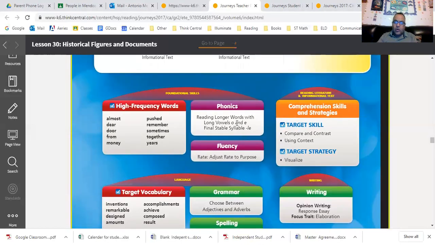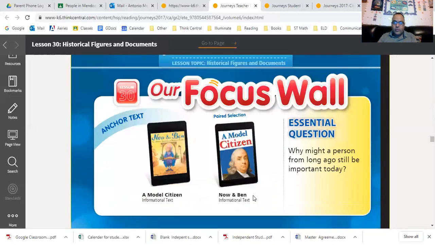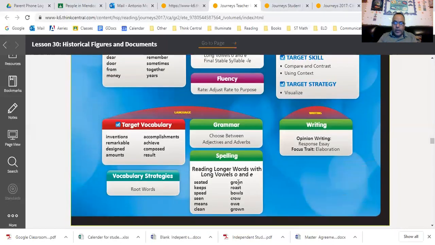We're going to look at words with long O and long E. For example, we have OA, like grown, roast, and we have OW, bowls, crow, and grown. We also have the long E with EA and EE: seated, means, clean, keeps, speed, and seen. These are words that you can also practice writing in sentences, practice writing in syllables, and other things.